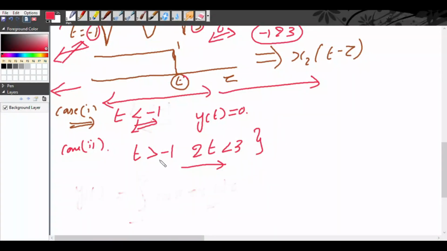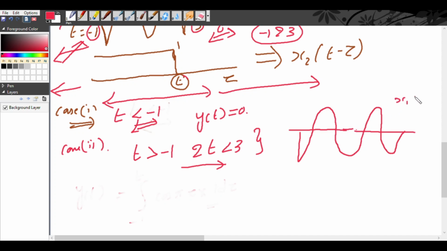So looking at this, the overlap, as I told, exists between -1 to 3, right? So that overlap I will draw it for you, then only you can visualize it clearly. This is x1 of tau. Say this is -1, 0, 1, -1, time period is 3.